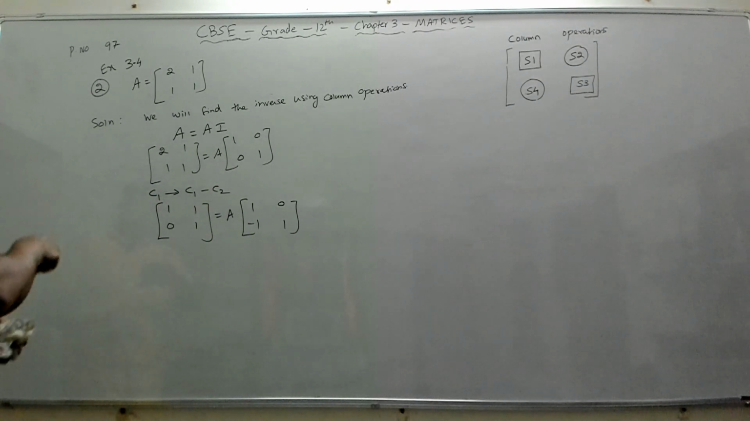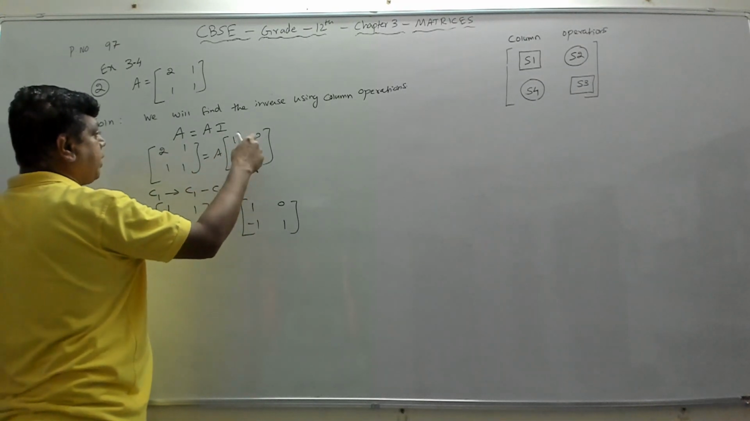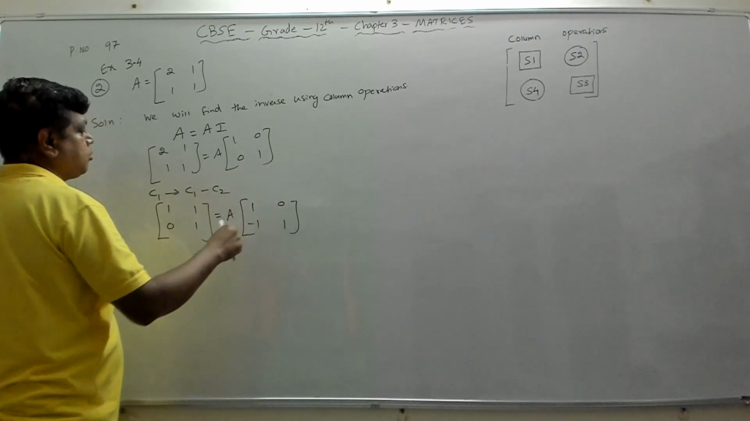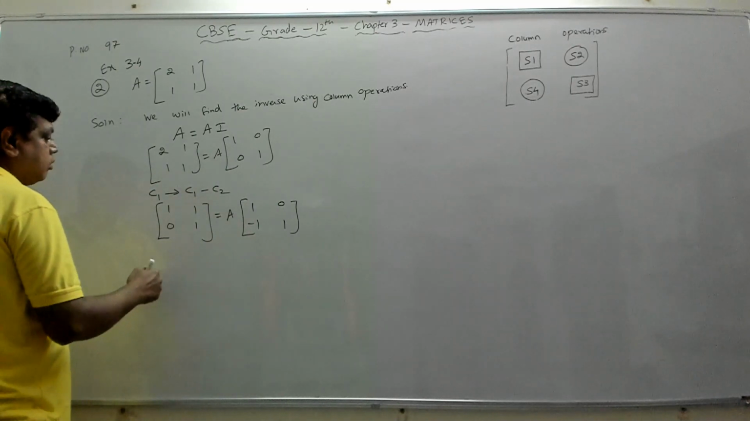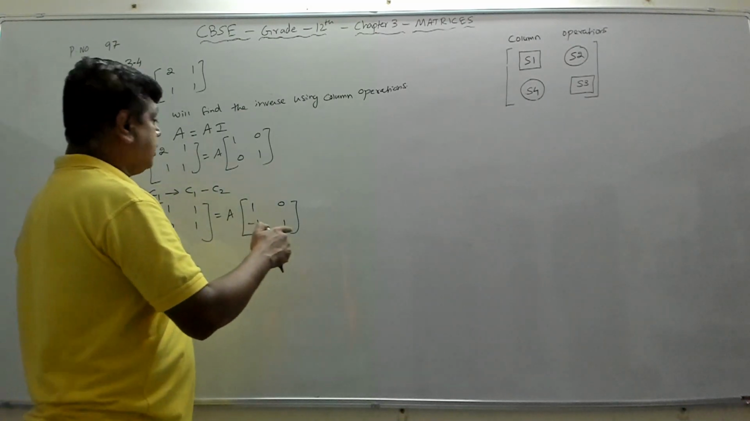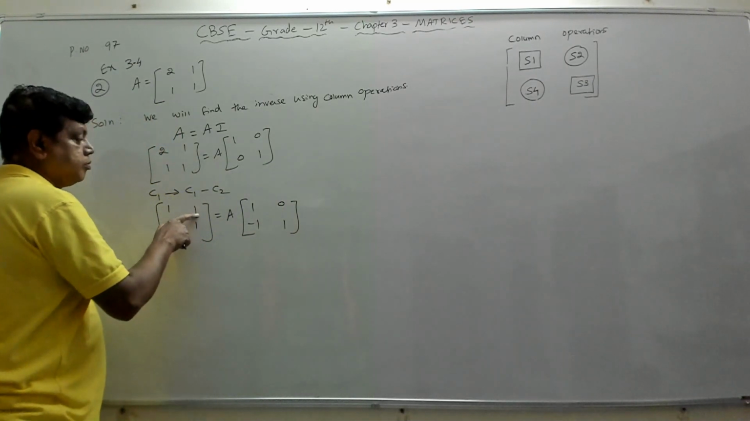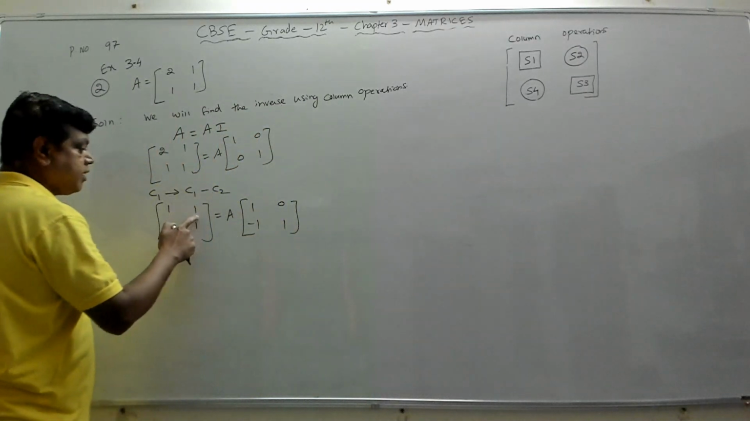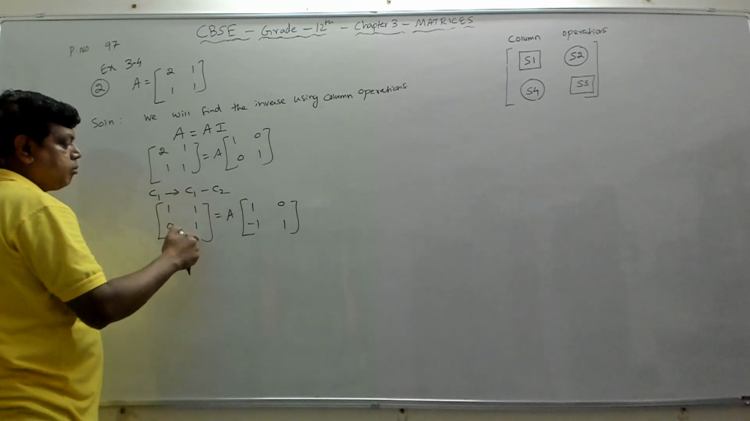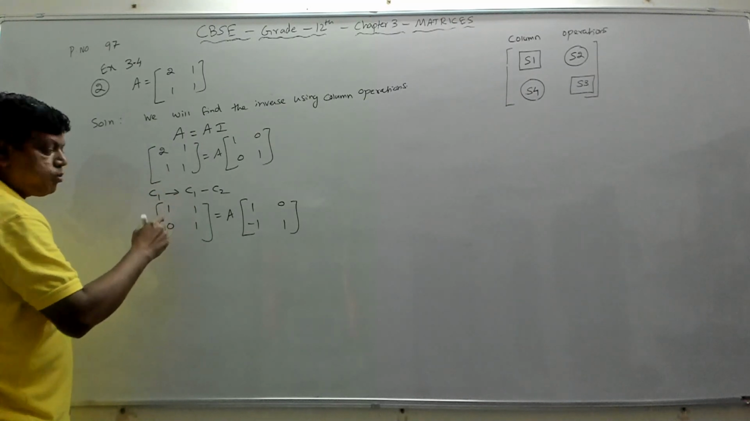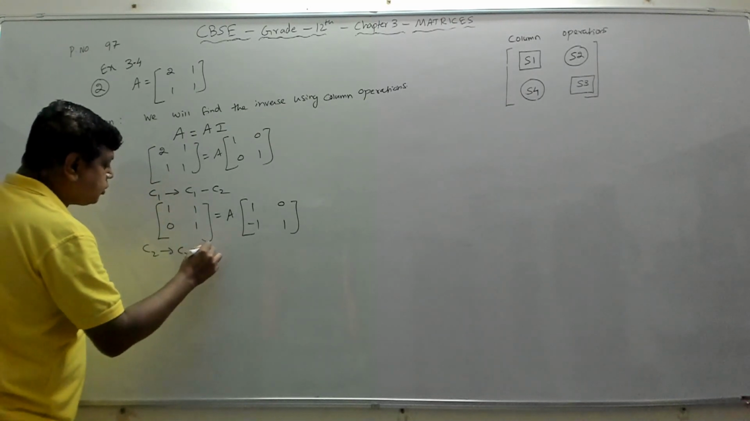Clear? So C1 is 1, 1 minus C2, C2 is 0, 1 minus 0 is 1, 0 minus 1 is minus 1. Now the second step is we have made this as 1. Second step is to make this element as 0 using this one. How will you make this as 0 using this? This is in the second column. So we have to make this 0, means this minus this, 1 minus 1. So I will write C2 implies C2 minus C1.